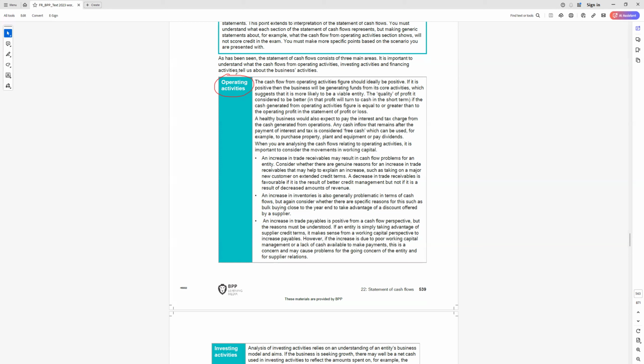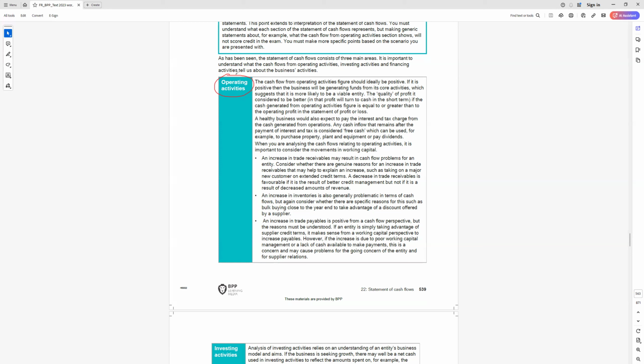But for the operating activities, most likely it should be a positive number. The reason is, if the business doesn't have a positive number on the operating activities, that means the business is struggling to survive, and there will be a question about the going concern. There will be a question about the sustainability of the business. Because if the business doesn't have enough working capital to run the business on a daily basis, that means they're at risk. So you need to be very careful with operating activities.